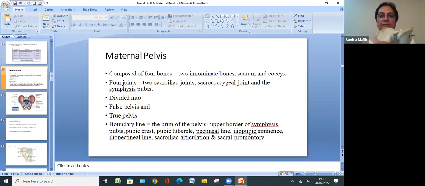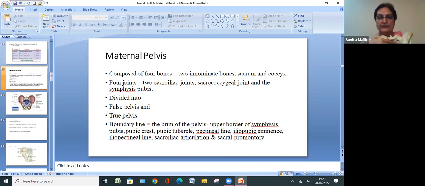Now, there are four joints: two sacroiliac joints on both sides, the sacrococcygeal joint between the sacrum and the coccyx, and symphysis pubis. So these are the joints which are there in this pelvis. It can be divided into false pelvis and true pelvis. The area above the inlet is false pelvis, and the area below is the true pelvis.